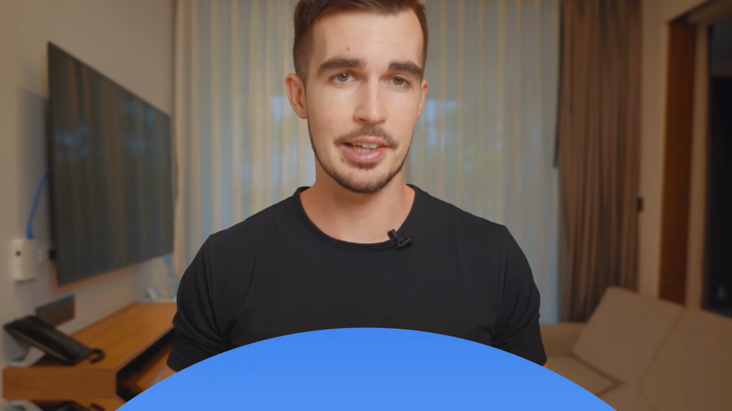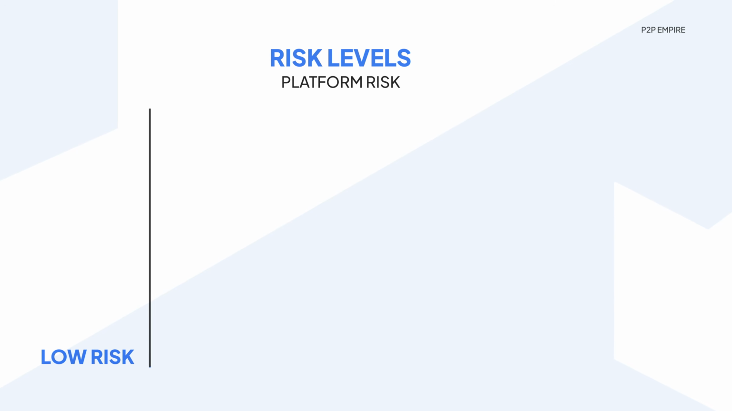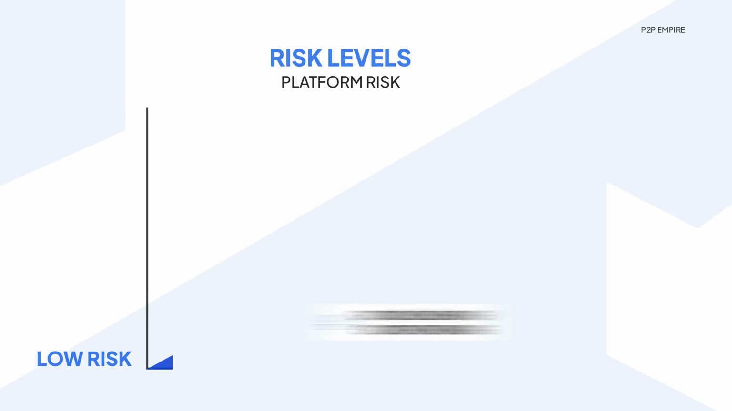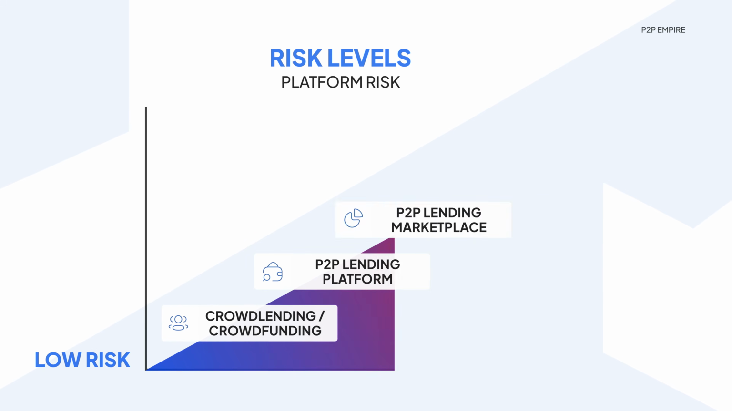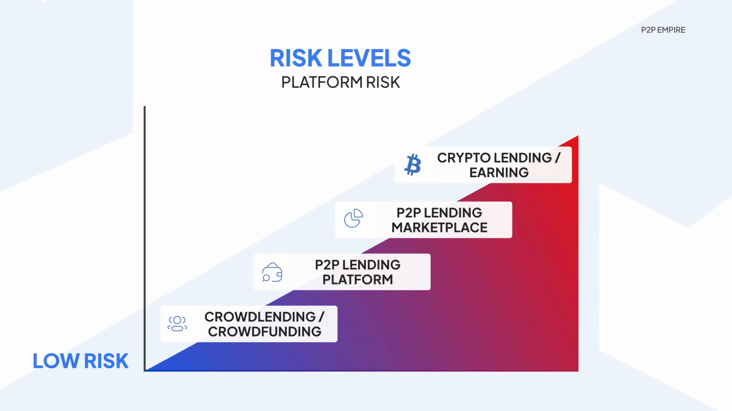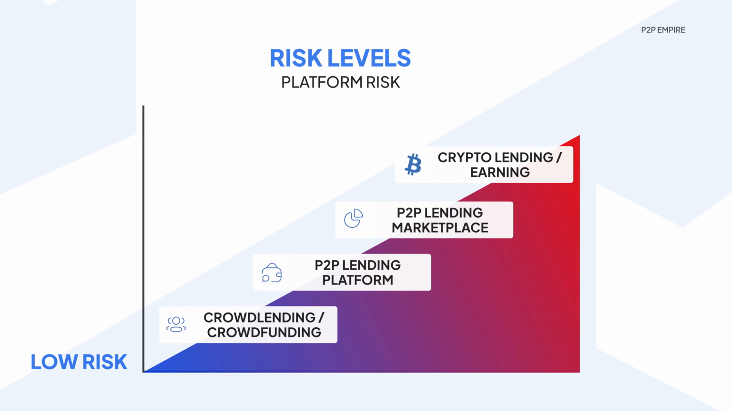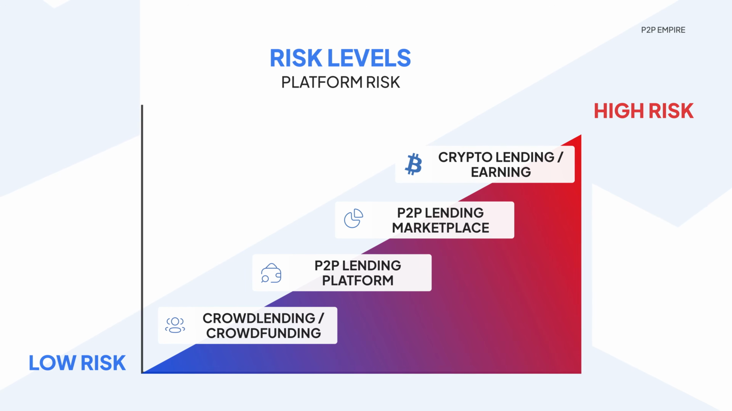The risk between various platform types varies significantly. Generally speaking, the least platform risk that you will experience is on a regulated and well-established crowdlending platform, followed by P2P lending platforms, marketplaces, and lastly crypto lending and earning platforms, which come with the highest level of platform risk. Let's look at the lender risk, which is relevant as it directly impacts the performance of your loans.